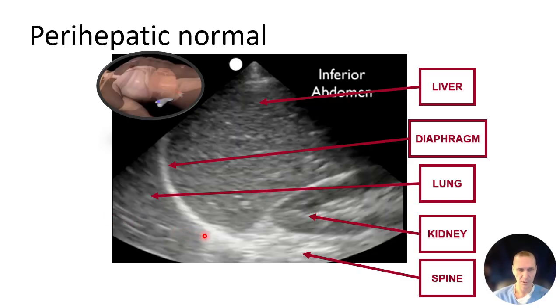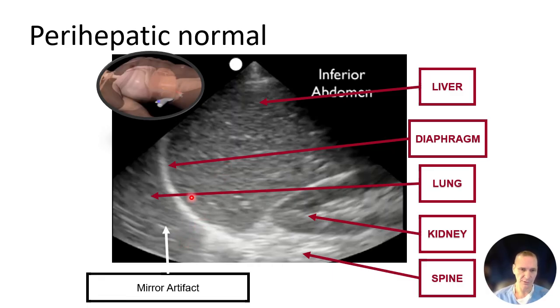If I turn my head and I talk, you can still hear me, but sound waves are scattered. So what happens is the probe sends out sound waves, they go through the diaphragm, and they get scattered. And there's no real clear image of the spine.